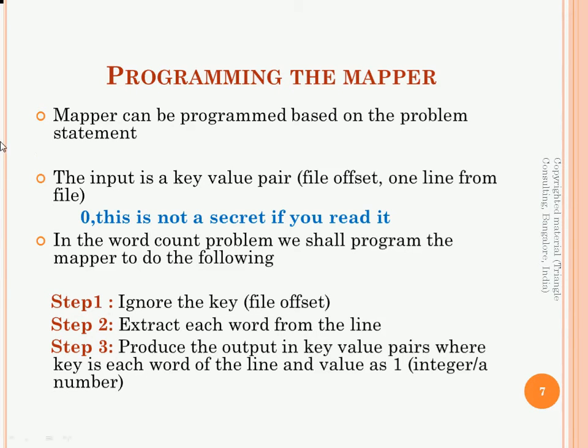Then the second step is to extract each word from the line and produce the output in key value pairs, where the key is a word of the line and value is going to be 1. Mind you, these steps 1, 2, and 3 are the logic that I'm trying to embed into the mapper, or I'm programming the mapper according to these three logical steps.